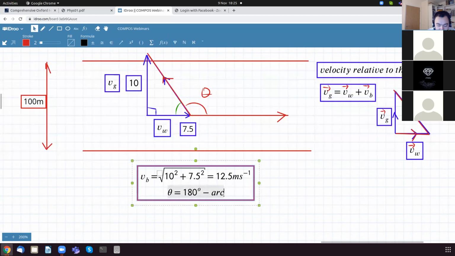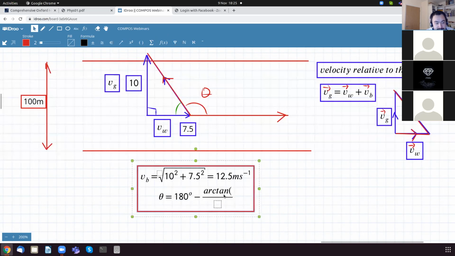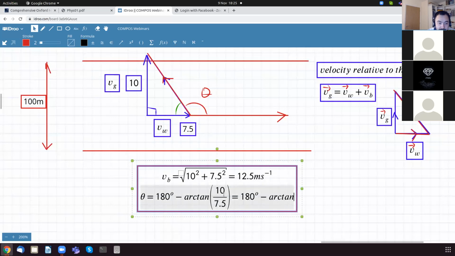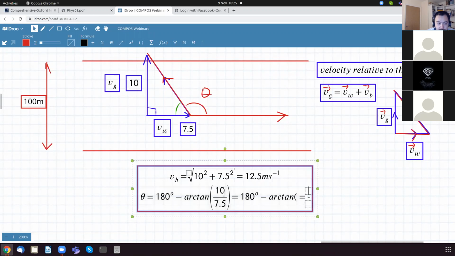So arctan of 10 over 7.5, which is the same as 180 degrees minus arctan of 4/3.